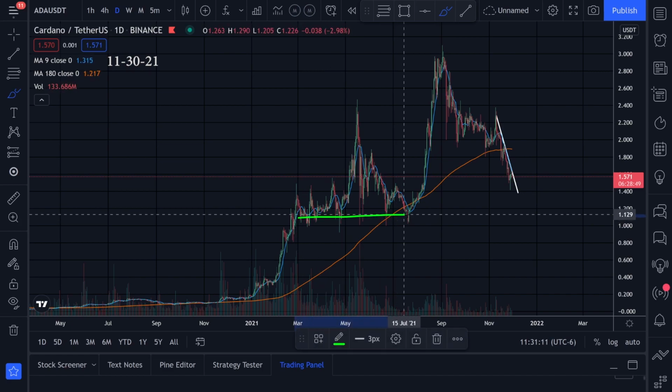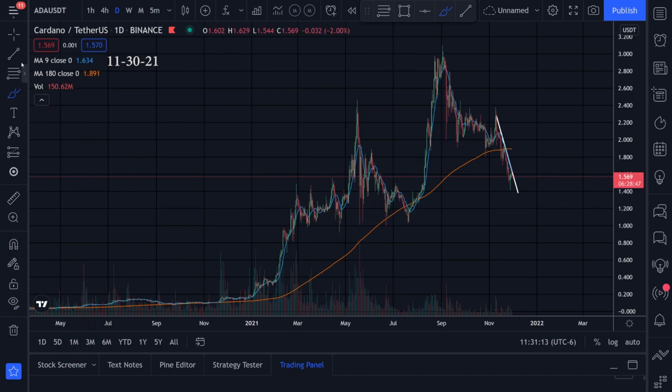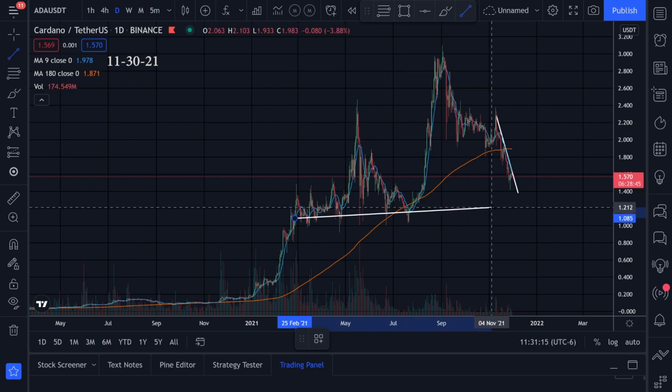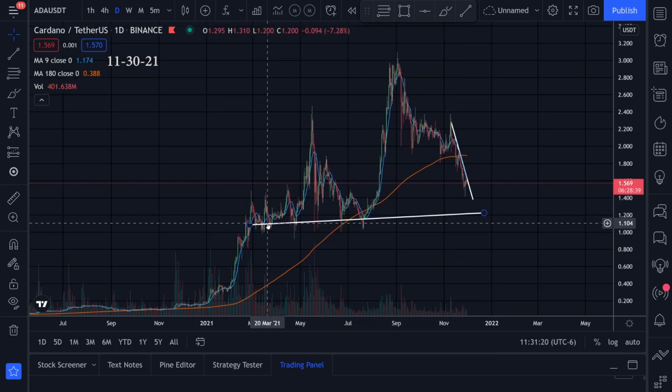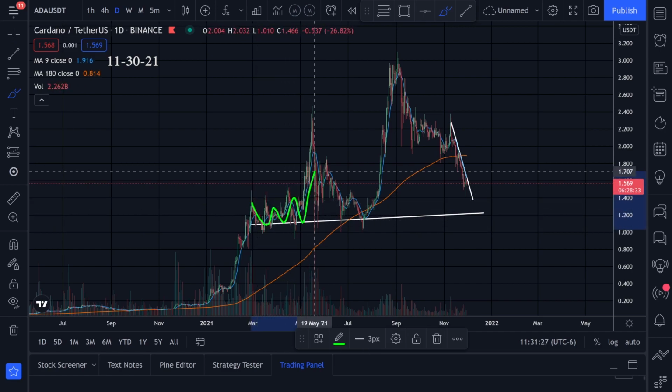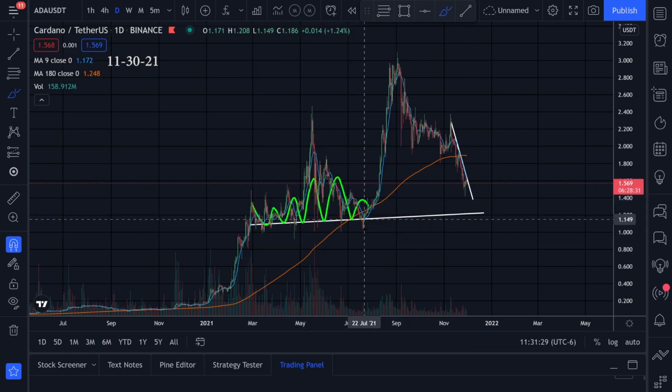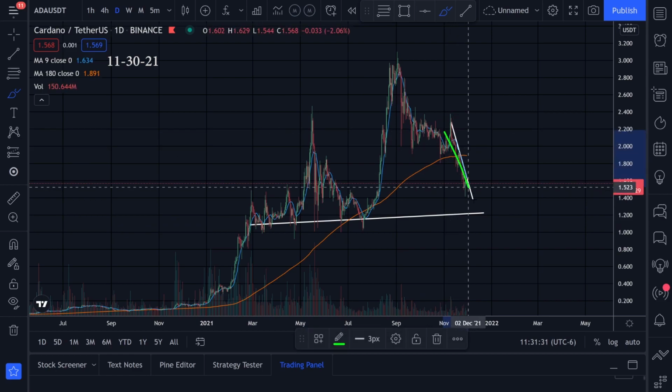There's a lot of support in this area right here. So what I'm thinking is doing a limit order somewhere around here, at around maybe 1.10, 1.12. Every time we came into this level, we got support down here. So I think that's a pretty good area if we continue to head down.